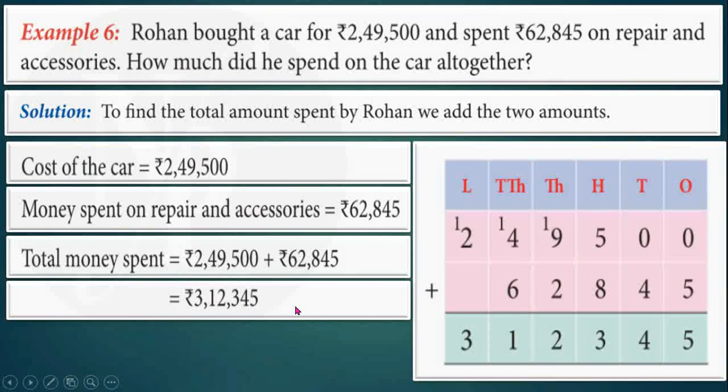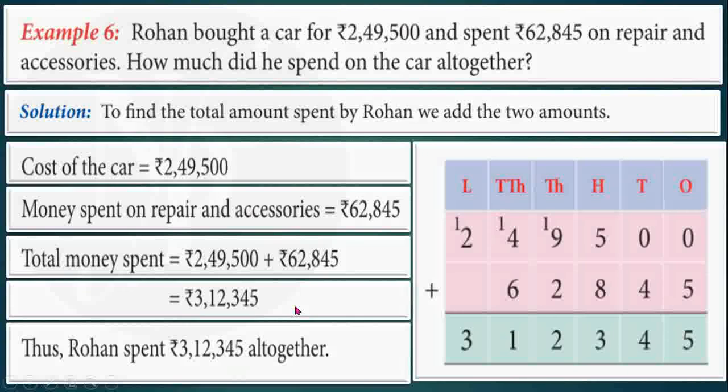So when we add these amounts, what we get is total amount is rupees 3,12,345. The conclusion is, thus Rohan spent rupees 3,12,345 altogether. So this is the total amount that Rohan has spent on the car. So like this, you should understand the given word problems and solve as shown here in this example.